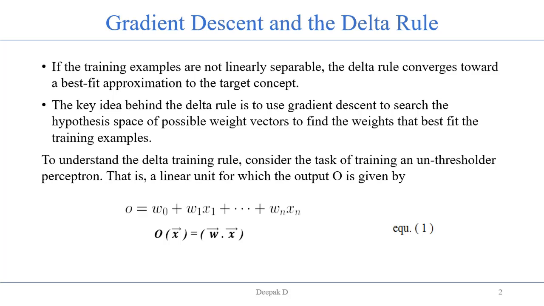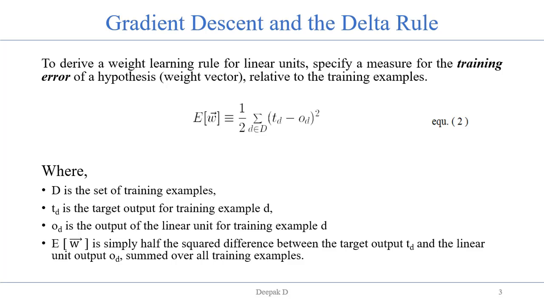The delta training rule is best understood by considering the task of training an unthresholded perceptron, that is, a linear unit for which the output O is given by the vector of weights multiplied with the vector of instances. So the linear unit corresponds to the first stage of the perceptron, without the threshold. In order to derive the weight learning rule for linear units, let's begin by specifying a measure for the training error of a hypothesis, that is, the weight vector, relative to the training examples.